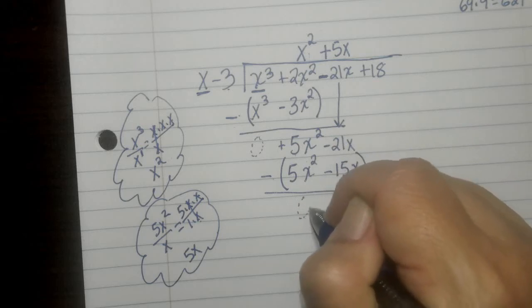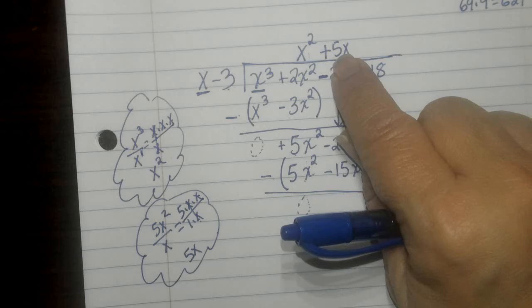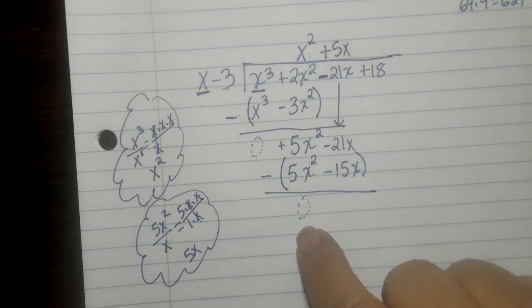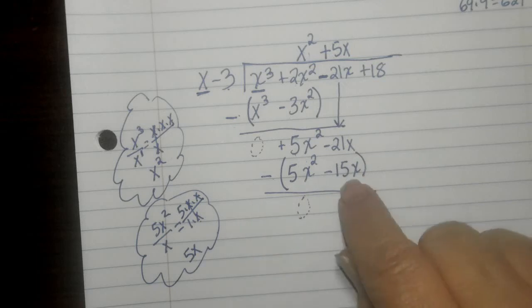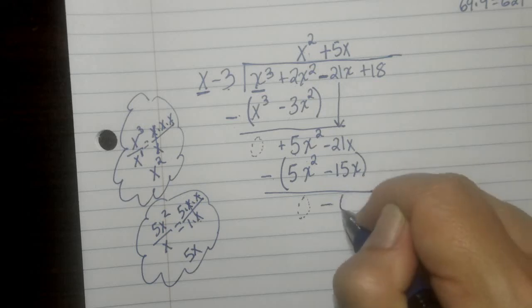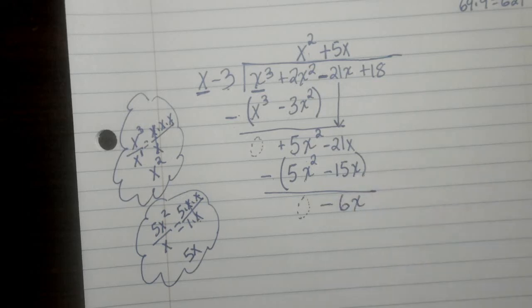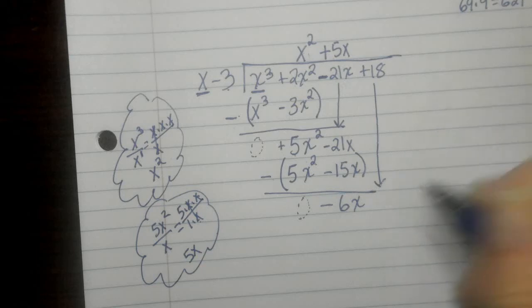You should always get a 0 here, because this part right here, you want it to come out to 0. That's why you put the 5x there to begin with, right? So that part should always be 0. Now it's negative 21x minus a negative 15, so you're actually adding positive 15. So we're going to have negative 6x. And then we're going to bring down the plus 18.